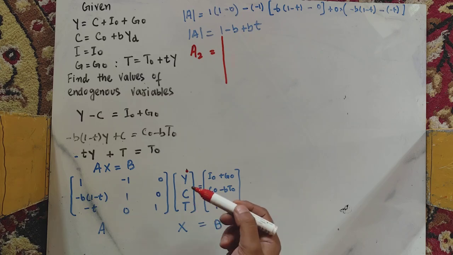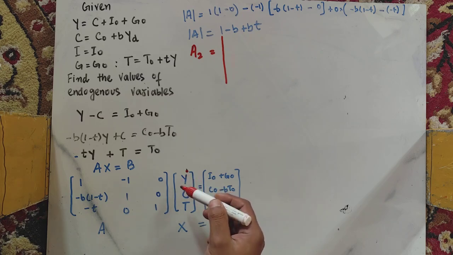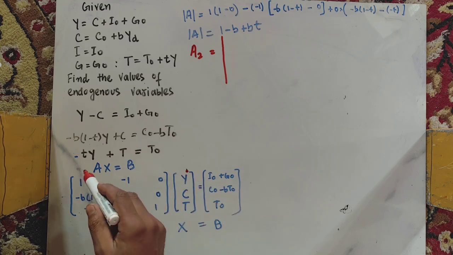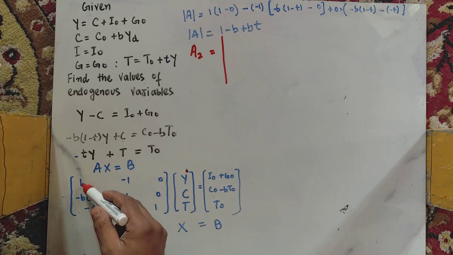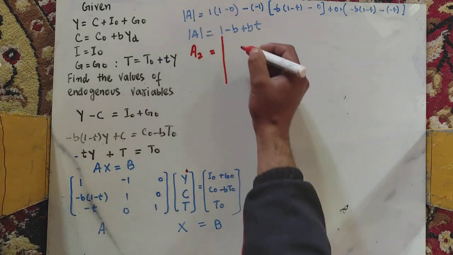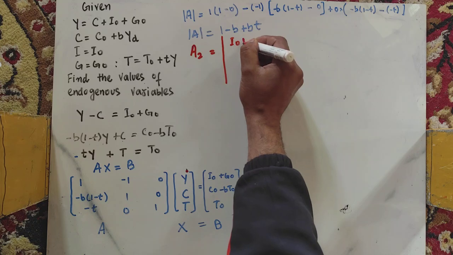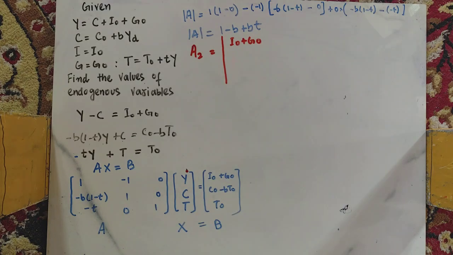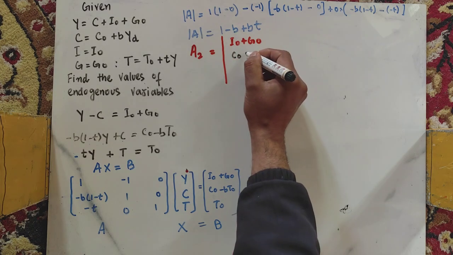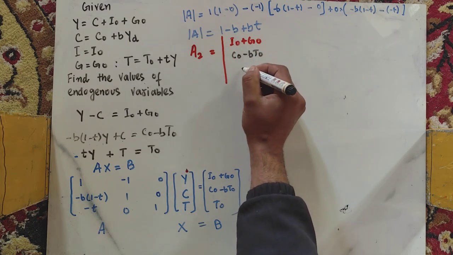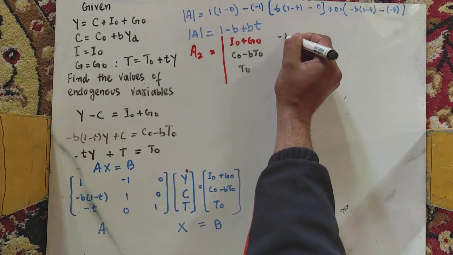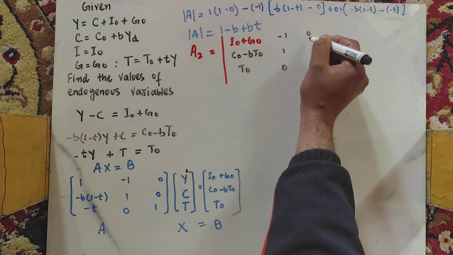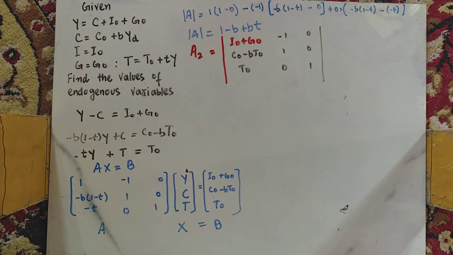Okay, so first thing first, to find out the value of y, what will we do? We form a new matrix in such a way that we replace the first column of the coefficient matrix with the vector of constant terms. So in place of I and this stuff, we write I naught plus G naught. Then we have C naught minus BT naught. Then we have T naught. Then we have all the terms the same: negative 1, 1, 0, and 0, 0, 1.